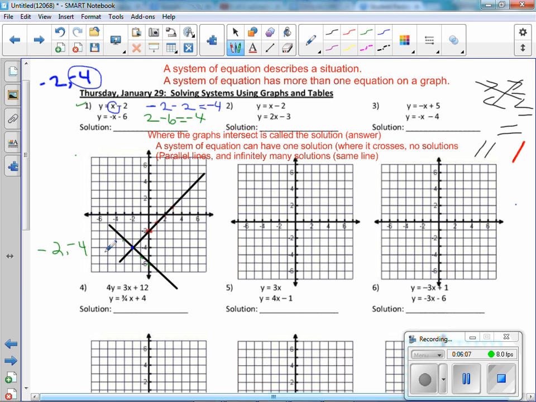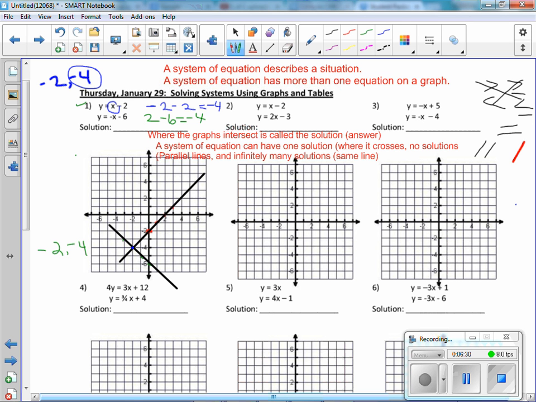Now, there are several methods that you can use in solving a system. Today, we're using the method of graphing. I don't want to overload you and tell you all the other methods. Let's just focus on this one. Okay, I feel some of you are still confused, and that's okay. Let's do the next problem.